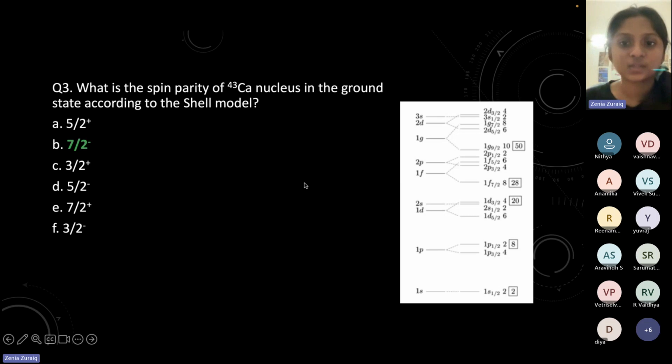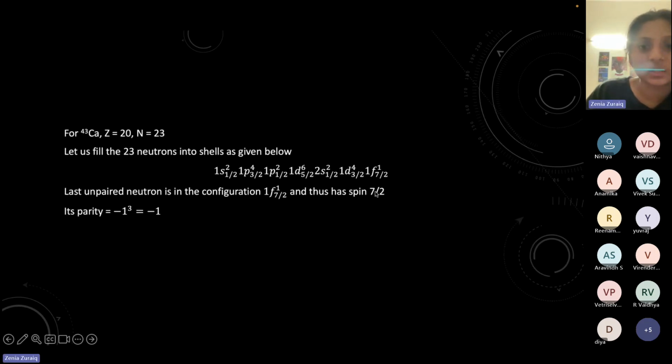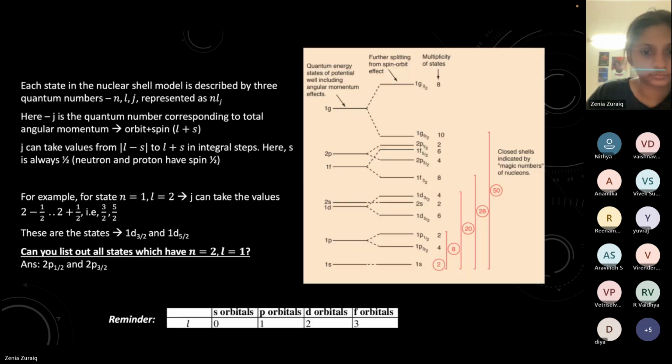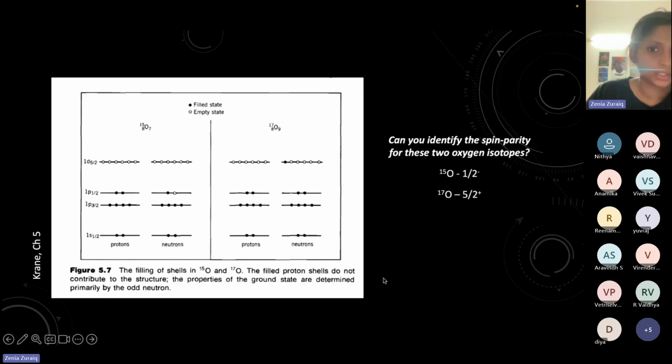And this filling has been done according to the shell model, which I have already shown in the previous slide. So you can see that the filling has happened here. Yeah, so you can see my slide. You can see that the last orbit is 1f7 by 2. So the last unpaired neutron is in the configuration of 1f7 by 2, and it has spin 7 by 2. Its parity is minus 1 cube, which is minus 1. And why does cube come? Well, cube comes because the f orbital has L equal to 3. So yeah, that is the answer.